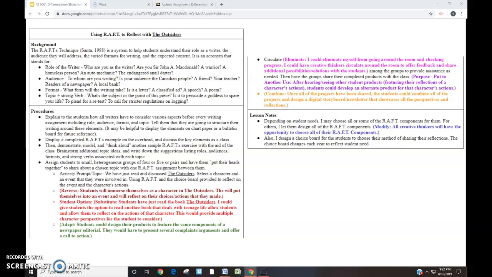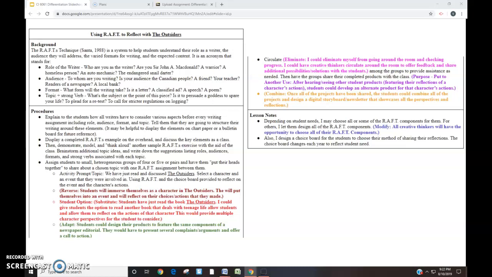To adapt, students designed their products using an editorial format. To magnify, all students were creative thinkers that could design all their parts of RAFT. Purpose, students could design alternate projects for other character actions. And E, they could eliminate, have students progress monitor versus the teacher. And rearrange, students completed the activity as if they were the character that was being analyzed.